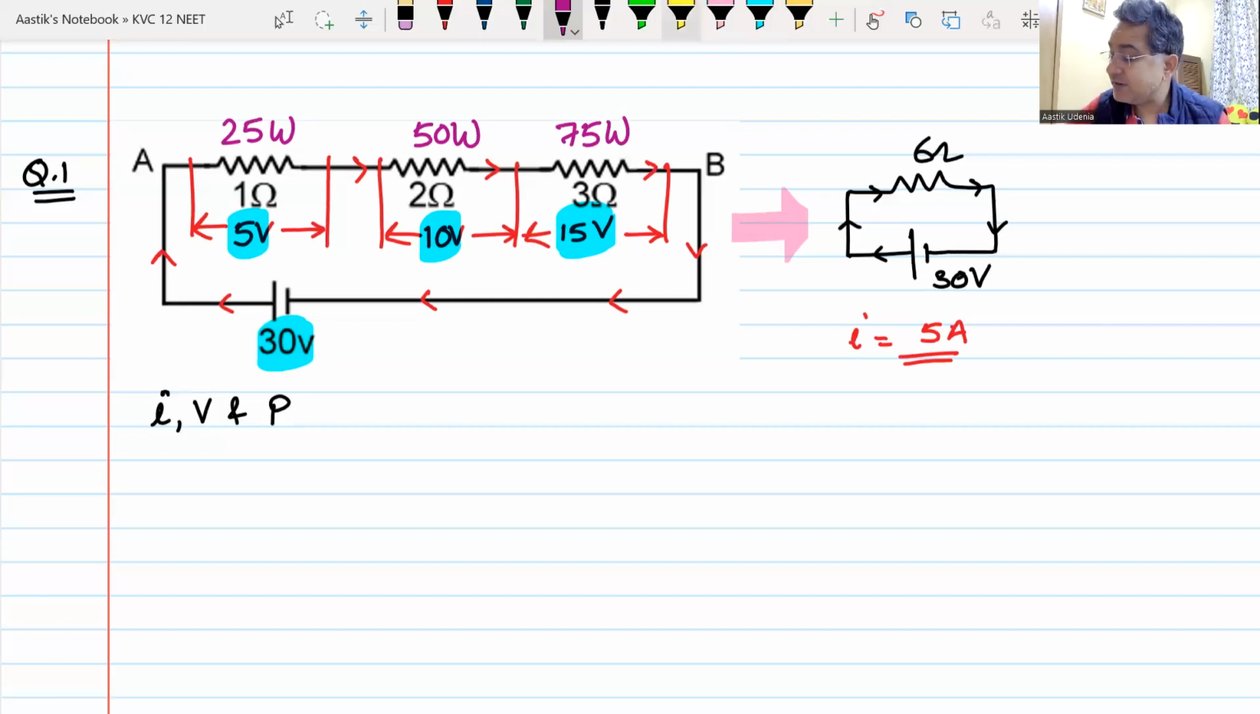Now if you add these three powers, 75 plus 50 plus 25, you will get 150, the total power. And that is what you were telling me. Total power is 150. You can also get the total power by multiplying I square by 6 ohms. So you add the power of the three resistors, you will get the total power.